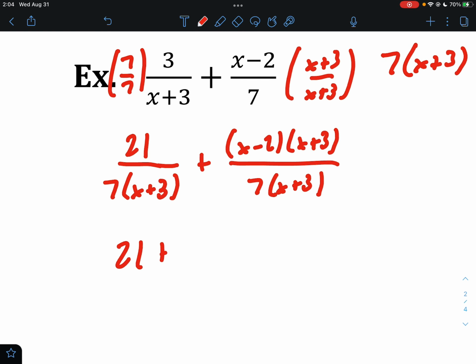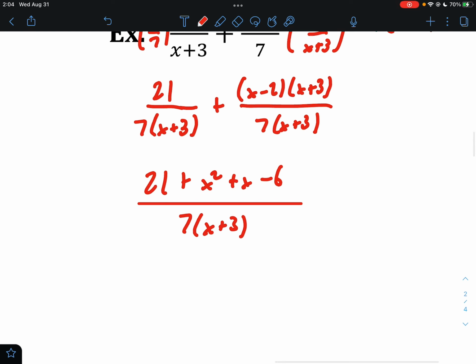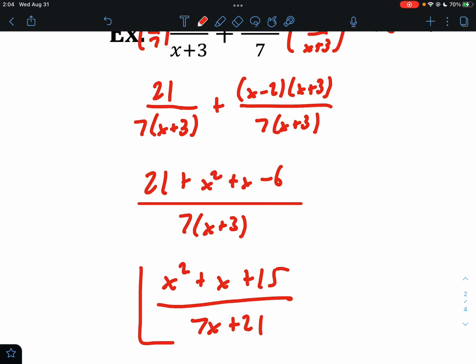So it's 21 plus, now we're going to do some distributing here and simplifying. So x times x is x squared, plus 3x minus 2x is plus x minus 6 over 7 times x plus 3. And we can combine some like terms in the numerator there to get x squared plus x plus 15 over, and if I distribute the bottom, 7x plus 21.